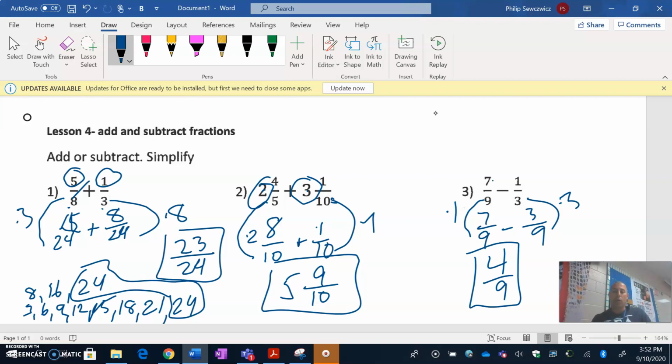All right. So we need common denominators. We're going to have to get new numerators. And then we can finally do our addition or our subtraction. All right. Jump on into that classwork, people. You are ready to go.